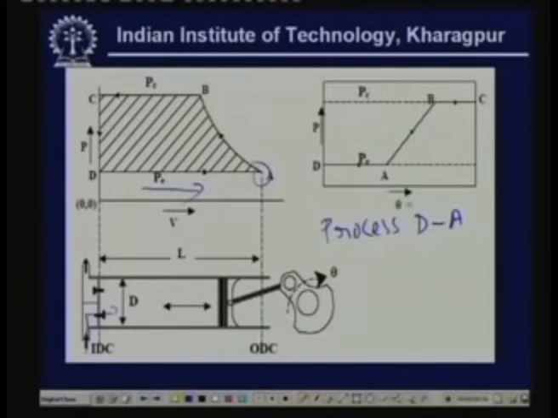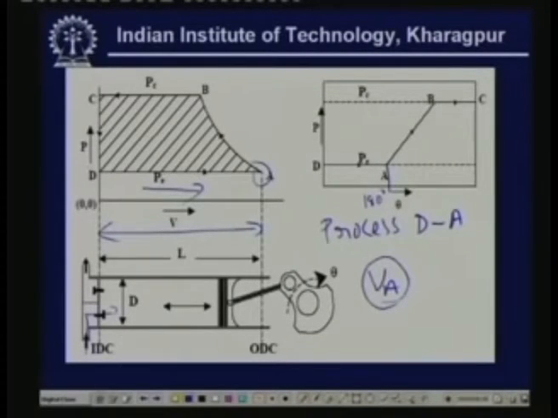This is what is shown on your P theta diagram. Typically at this point you have an angle of 180 degrees. This is what is known as the suction stroke. During this suction stroke, what is the piston displacement? Piston displacement is nothing but this, that means the volume VA. And what is the volume of the gas that has entered? The volume of the gas that has entered is also equal to VA, because there is no clearance here.